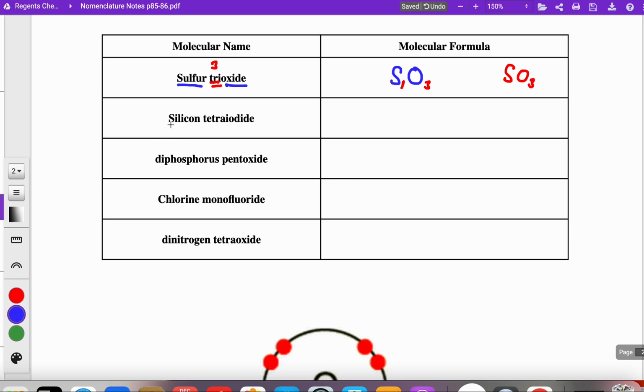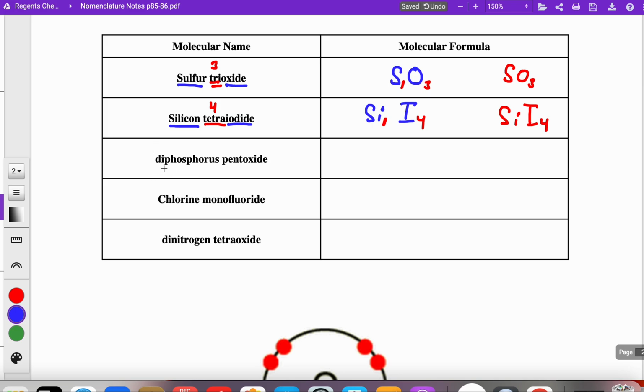Next substance, I see the name silicon, and based on table S, its symbol is capital S, lowercase i, and then I see the other element present is iodine, capital I. Silicon, no prefix, so I understand its subscript is 1, and in front of the iodine I see tetra, which means 4. So my final formula would be S, lowercase i, capital I, subscript 4.